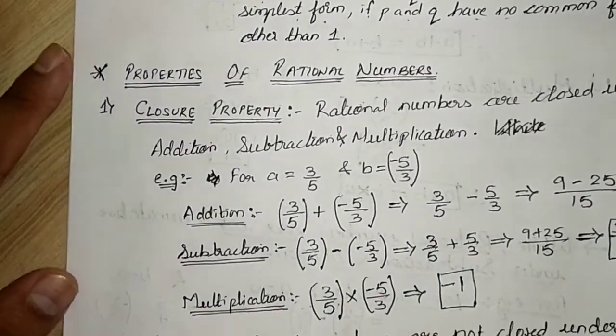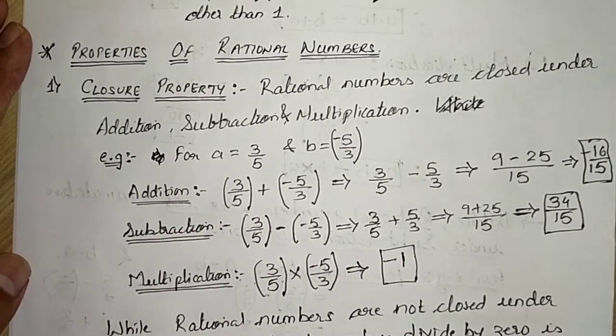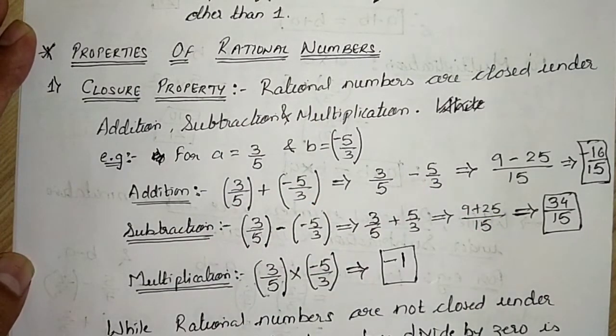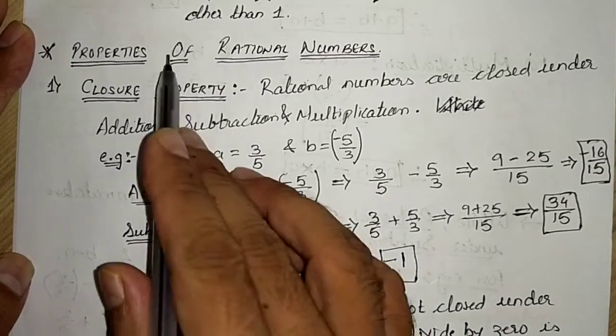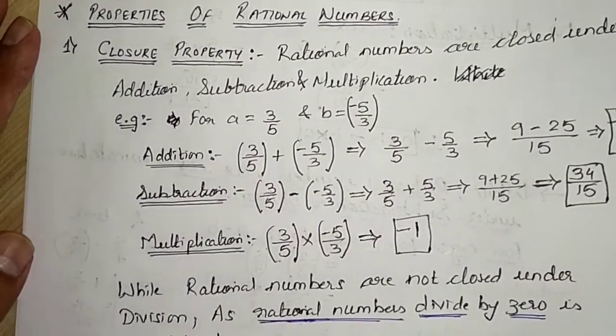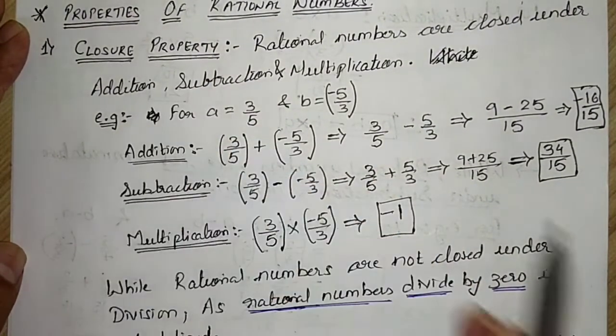Now students, today we are going to look at the properties. There are 8 properties of rational numbers. They are not new for you, as you have already studied these properties for natural numbers, whole numbers and integers. Today we are going to study these properties for rational numbers. So let us start. Today we are going to solve 6 properties. The first one is the closure property.